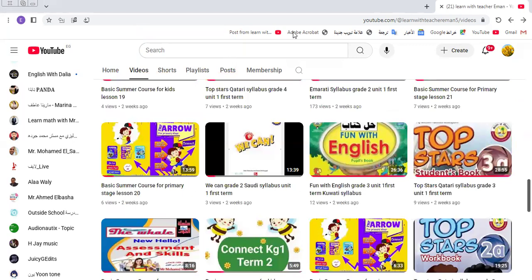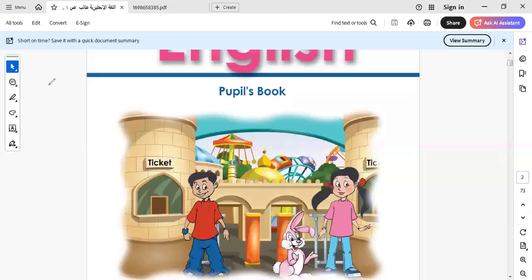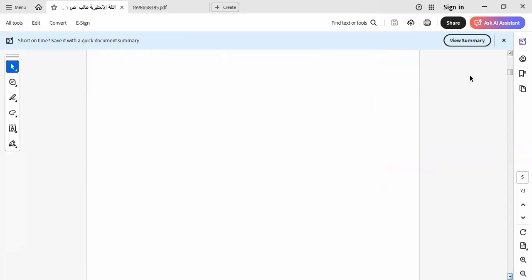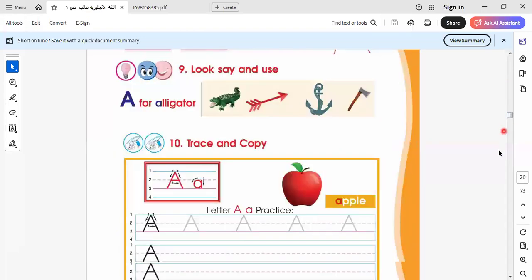Let's go to our unit today. Here in this unit, we take unit 5. Unit 5 is about what? It's about my house.